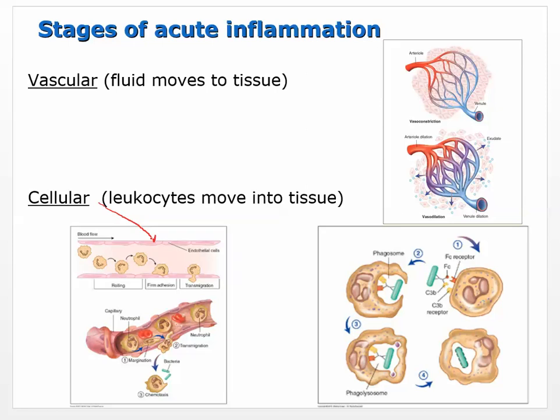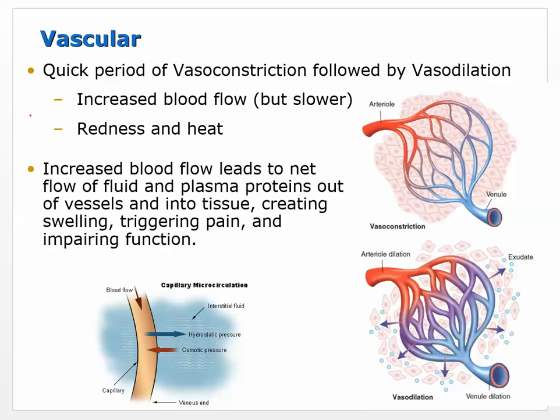And that's where we back up and say, okay, that's the cellular phase or stage, because now we're letting cells move in. These aren't very good pictures, but that's just showing cells moving in, and I have these pictures a little bit better in another slide. So let's first talk about vascular. There's a quick period of vasoconstriction followed by vasodilation. And what's the vasodilation going to cause? It's going to cause redness, rubor, and calor, which is heat. So it's going to be warm and it's going to be red. Okay, so increased blood flow.